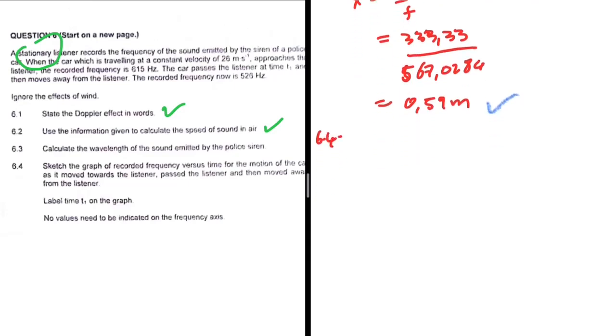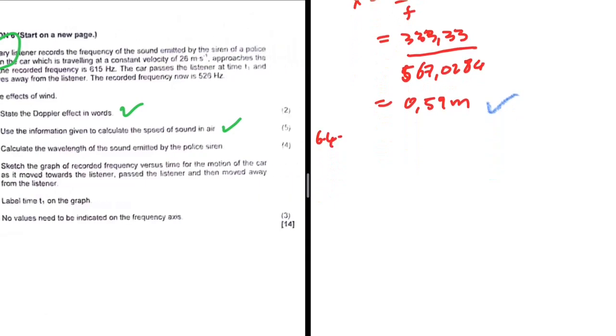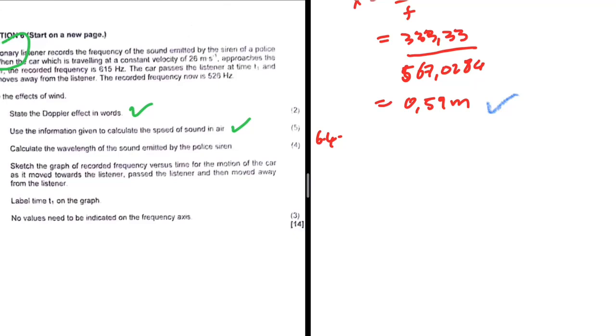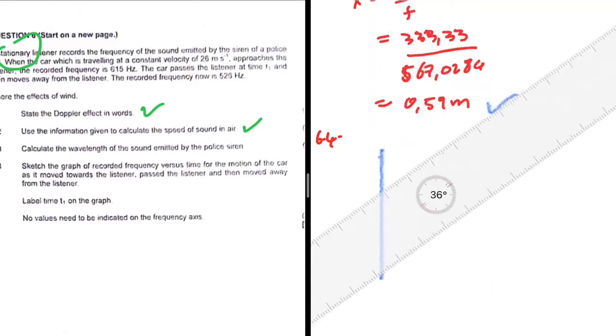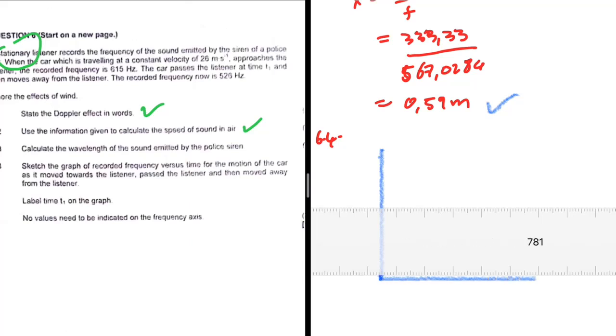Sketch the graph of recorded frequency versus time for the motion of the car as it moved towards the listener, past the listener, and then moved away from the listener. Label time t1 on the graph. No values needed to be indicated on the frequency axis. Okay, so let's take a look. First of all, we need the frequency axis. So there we have it, and then we have the time axis. Right, so this is the time in seconds, and then this is the frequency in hertz. We don't need to include any values.